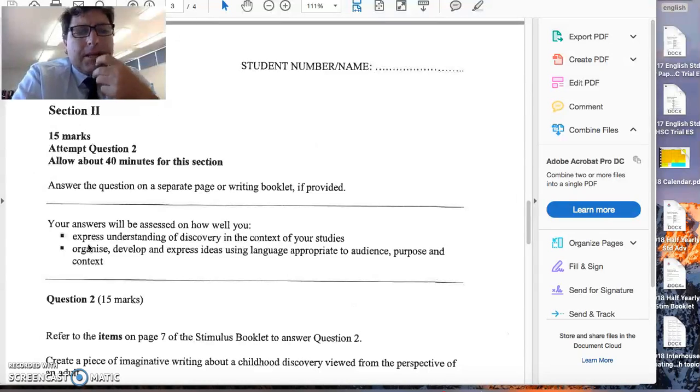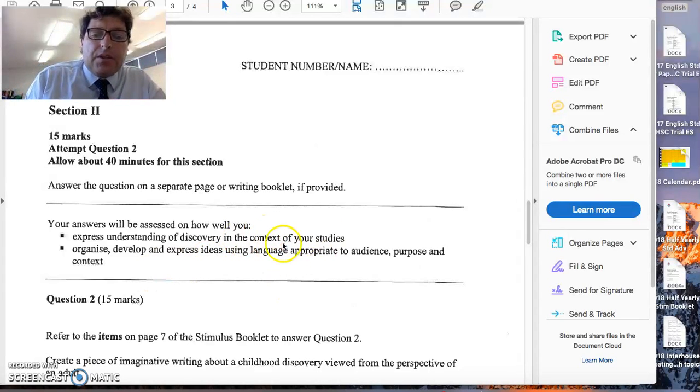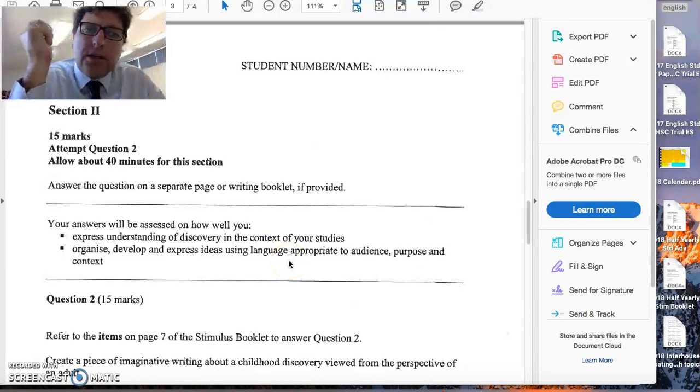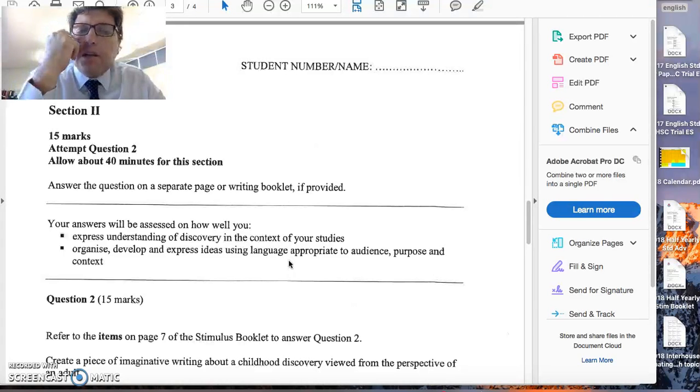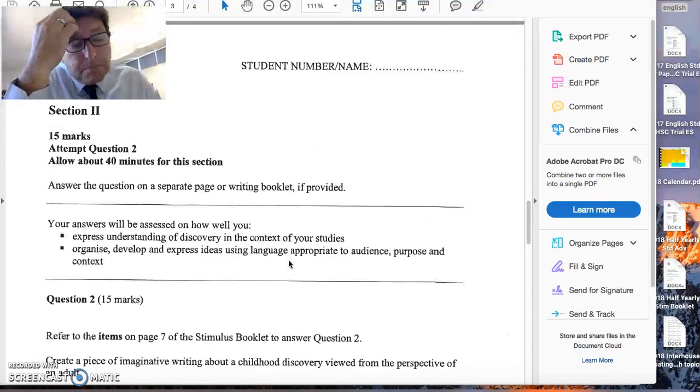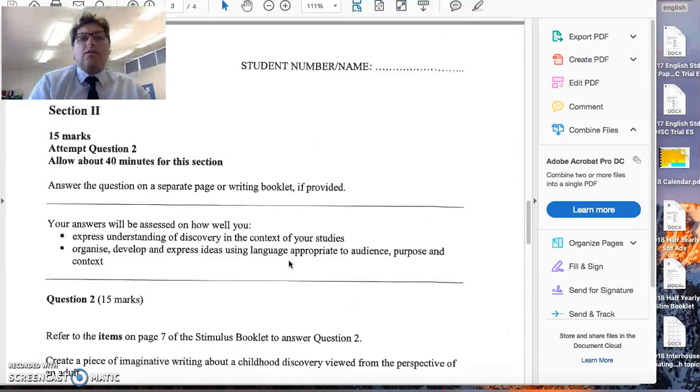So it says here your answers will be assessed on how well you express understanding of discovery in the context of your studies, so your understanding, and then organise, develop and express ideas using language appropriate to audience, purpose and context. And that is dependent on the type of form that you're writing in. But if you look at it, the language is appropriate in terms of it being a HSC piece of work. Therefore, your English needs to be reasonably sophisticated and strong and engaging. You can't get away with simplistic writing, basic writing, simple sentences and basic structure.